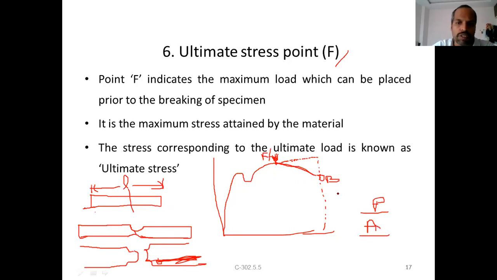So this is the virginal area. It means that as the load goes on increasing, the stress increases like this. But if the load keeps increasing, there will be a reduction in the stress. So that is nothing but your drop down.